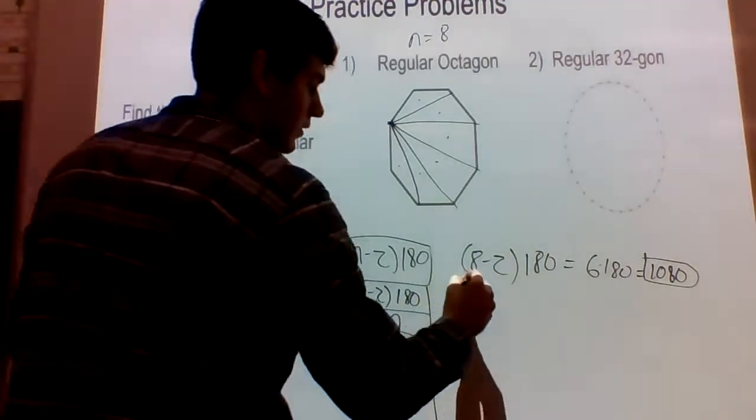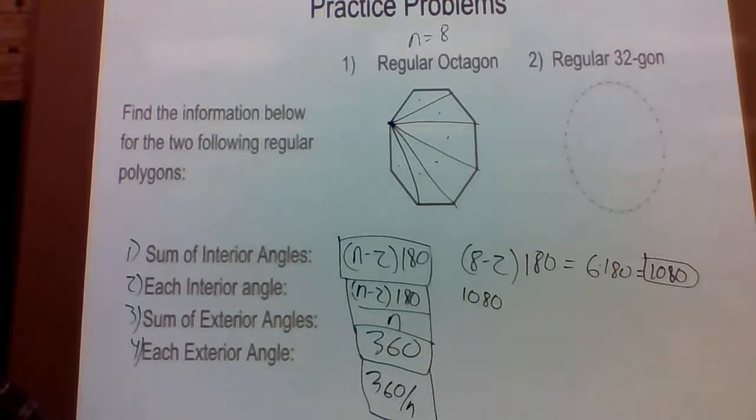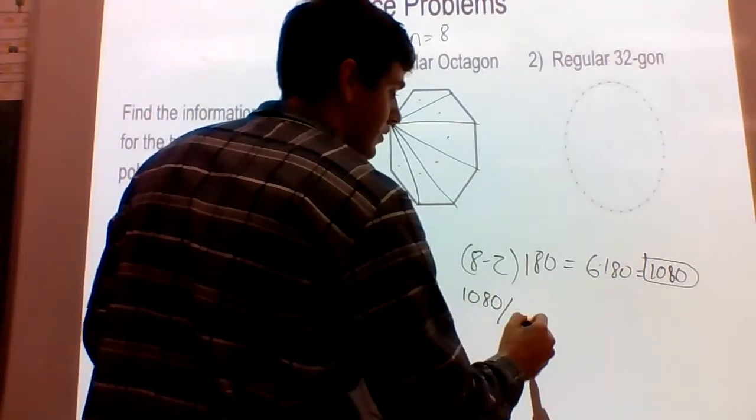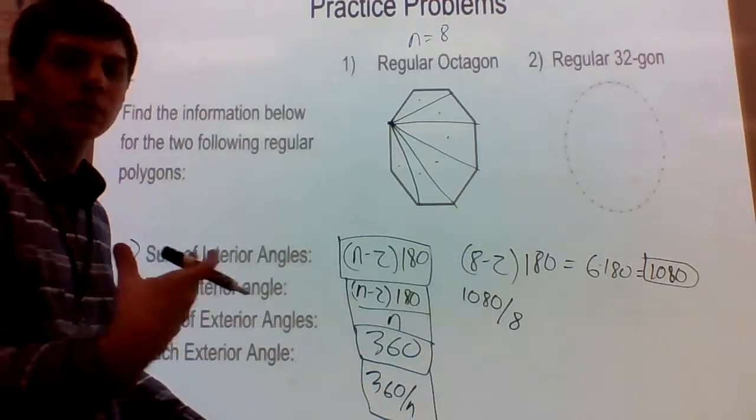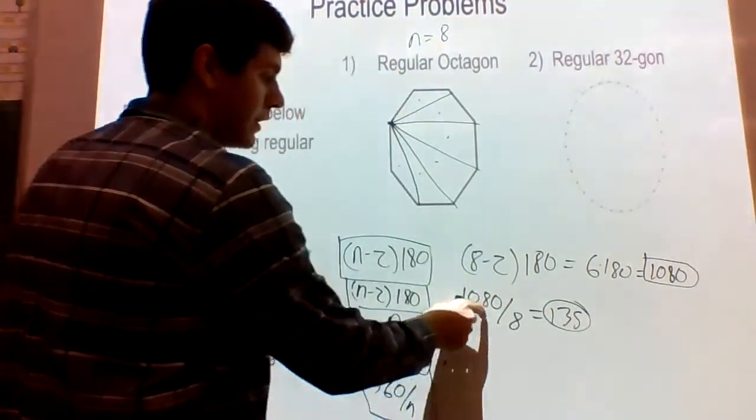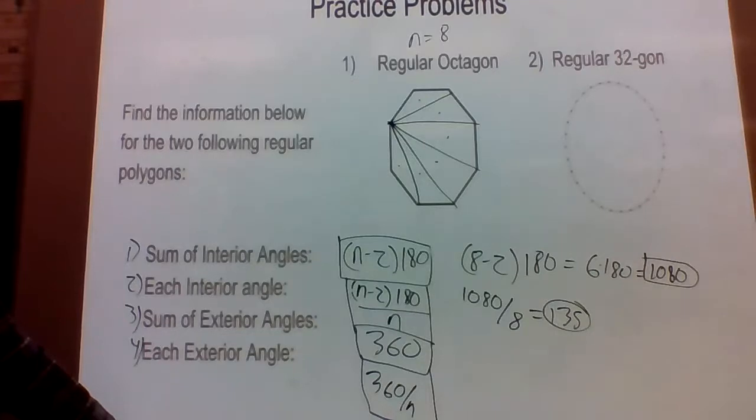Or we can just say, hey, look, we have the sum of the interior angles is 1080. We have 8 interior angles. Since it's a regular polygon, all 8 of those angles are the same. So we can just divide by 8 and we get 135, right? 1080 is what the numerator of the formula represents: the sum of the interior angles divided by the number of interior angles that there are.